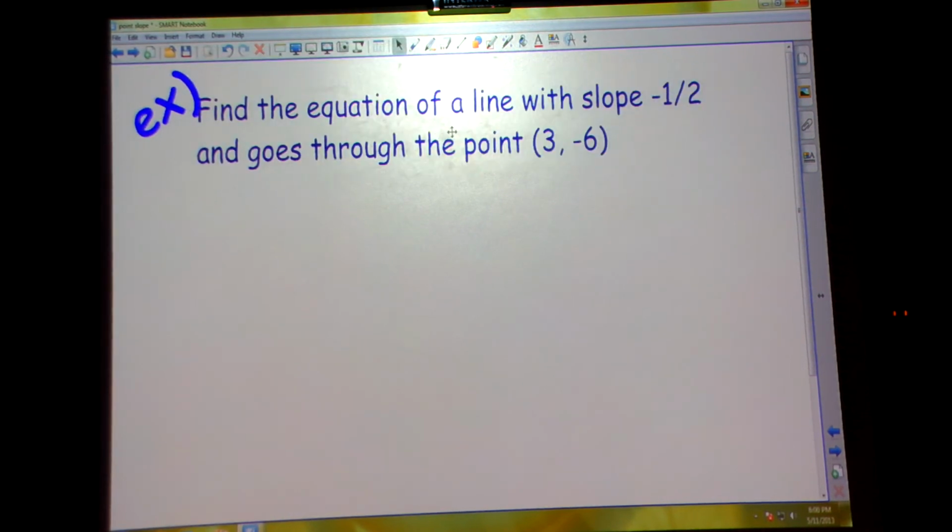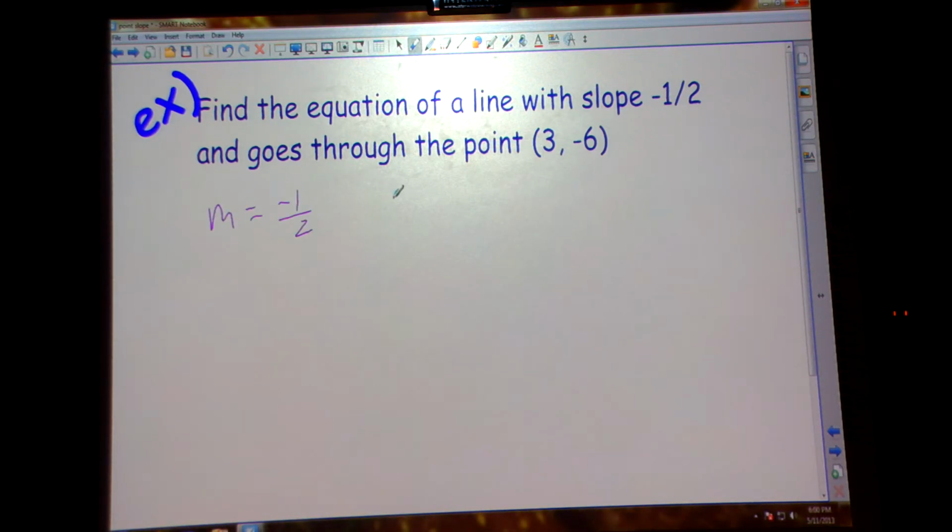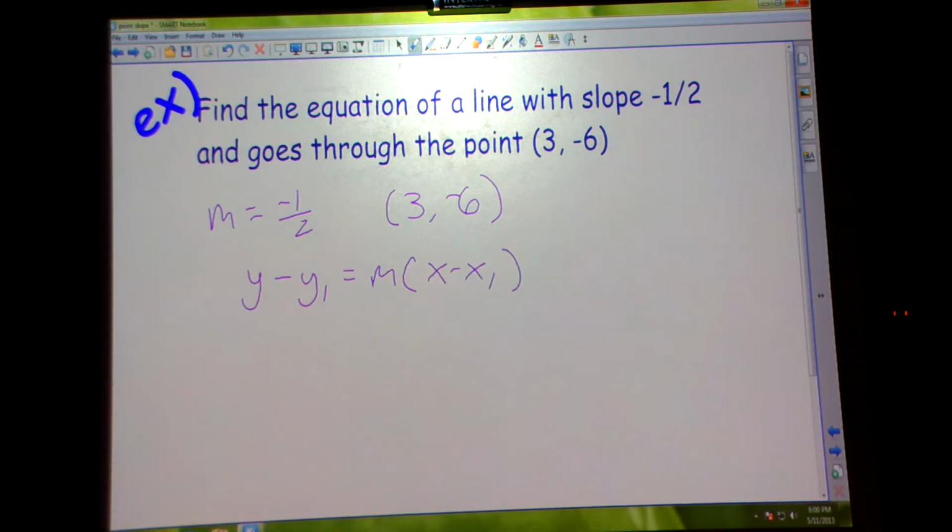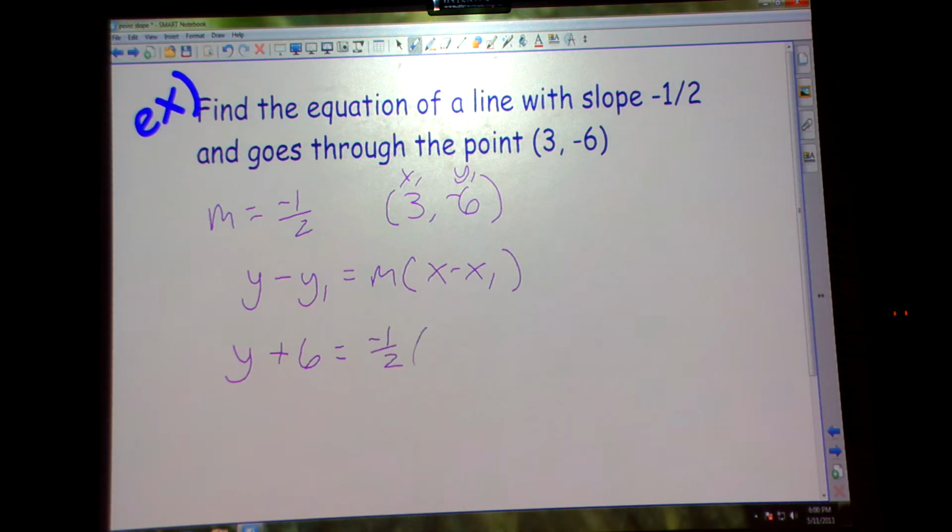Okay, so find an equation of a line that has slope -1/2. So right away, m is -1/2. Goes through the point (3, -6). Now we're going to use our point-slope form, which is y minus y1 equals m times x minus x1. So this is your x1, y1. That, of course, is your m. So I have y minus -6, so it's going to be plus. My slope is -1/2, x minus 3.